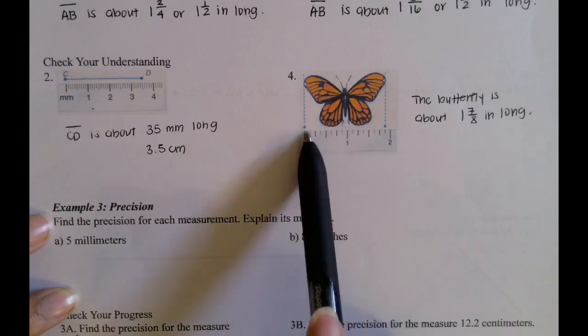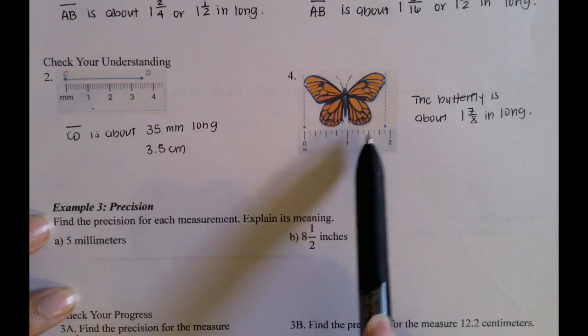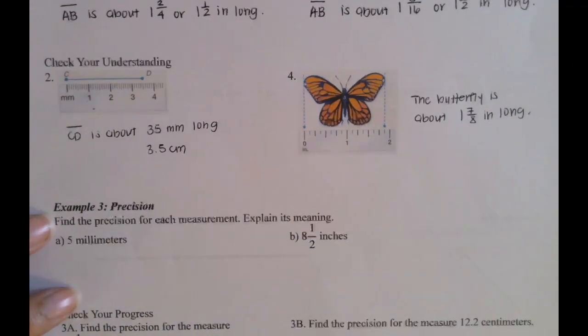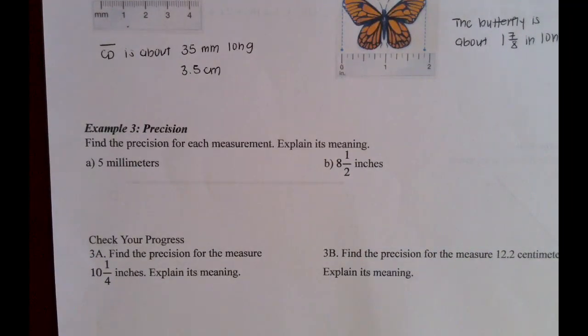The inch here is split into 8 parts, and so then 1, 2, 3, 4, 5, 6, 7. So 1 and 7/8 inches long. So next is example 3. Find the precision for each measurement and then explain its meaning.